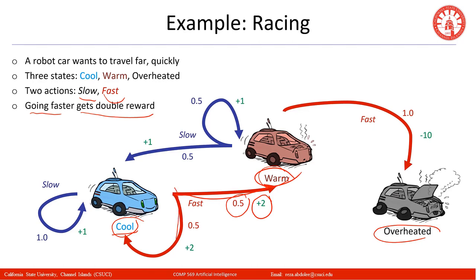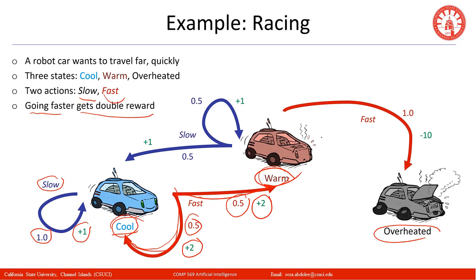And there is some chance that the car doesn't get heated and gets back again to the cool state. The reward for that is +2 as well, and the probability of transition from the cool state to the cool state with the action fast is also 0.5. In this one, the agent is at the cool state, and when it chooses to go slow, it gets a reward of plus one. And when it is cool and goes slow, it goes back to the same state with probability of one. So that kind of makes sense.